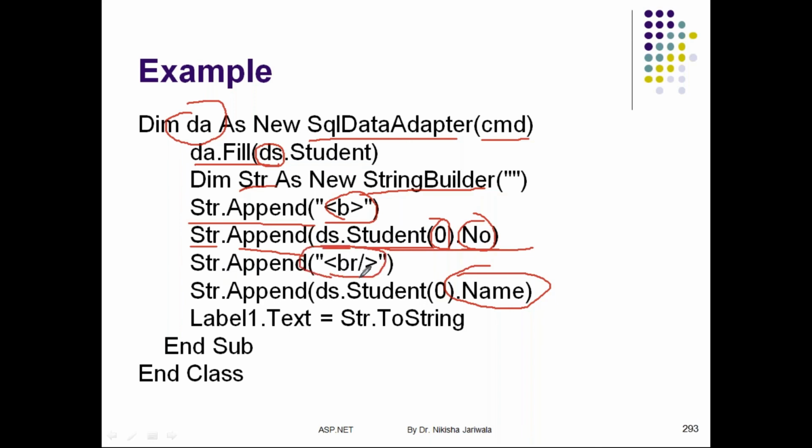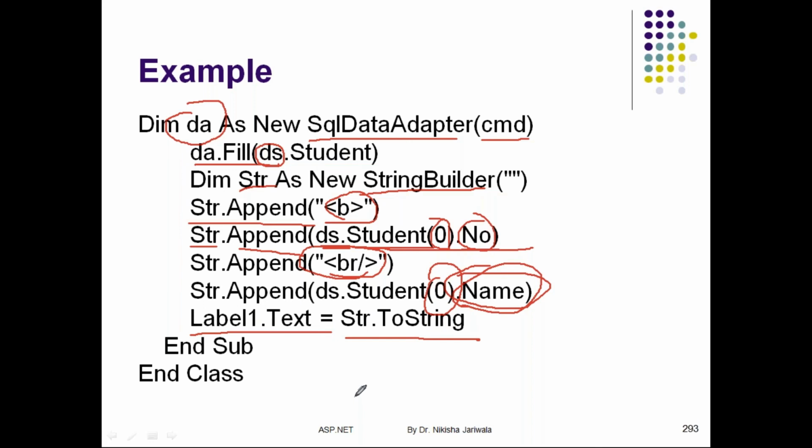Then I have embedded the br tag, that will move on to a new line. And after that again I have appended name from the 0 number record. So what will this str contain? Str will contain the roll number and name of the first record, or to be more precise, we can say the record that is present at index number 0, right? Within this str, it will be in bold form. And after assigning all the values within this str, I have assigned that value to the text property of the label control, that is Label1.Text is equal to str.ToString.